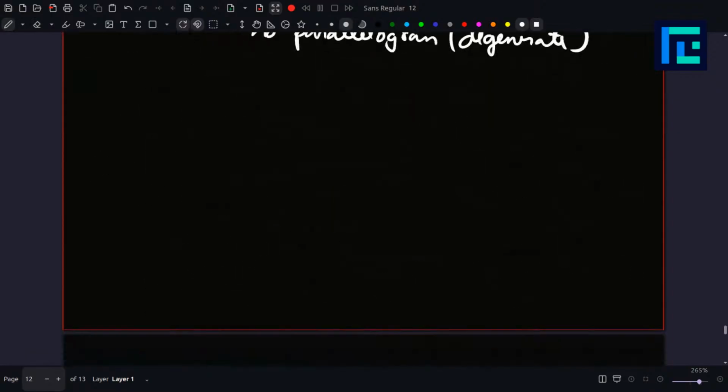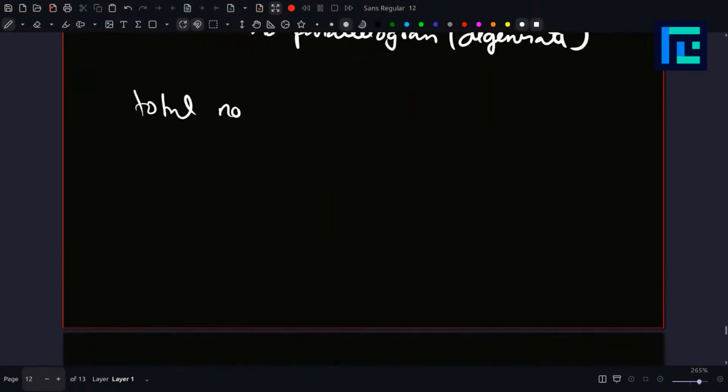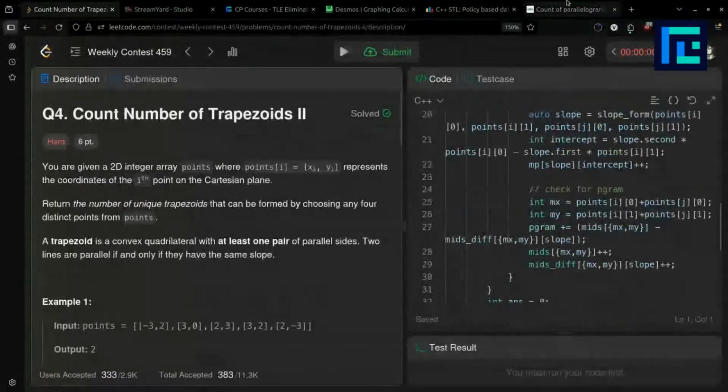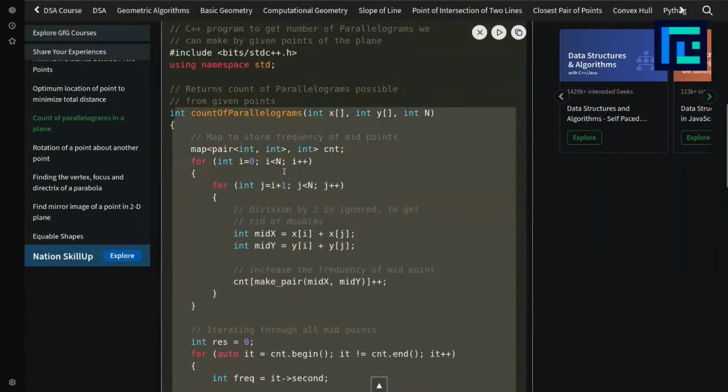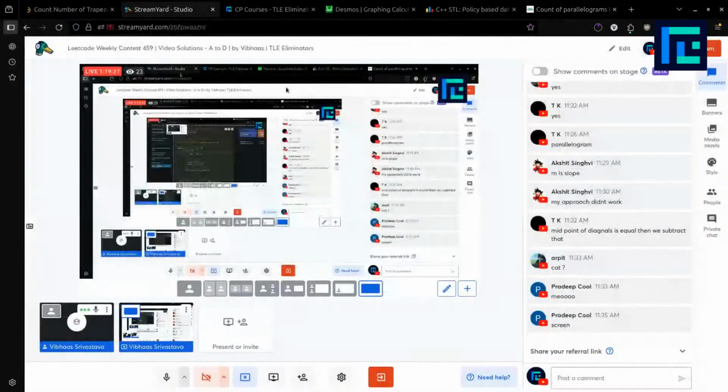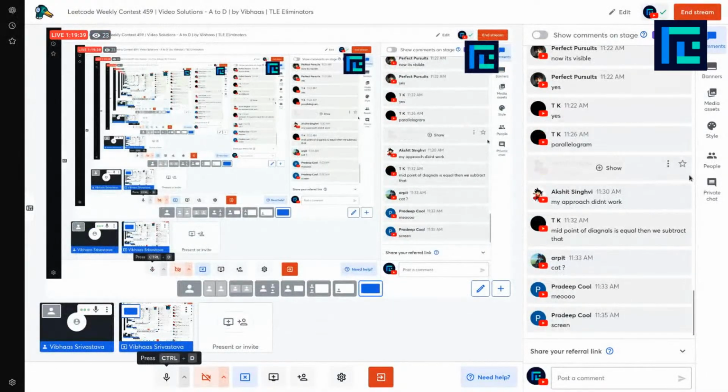So now what will be the total number of parallelograms? This was the approach I used in the contest, but you can obviously just directly copy paste this GeeksforGeeks function and subtract that much amount. This is a standard problem which I've seen before as well. Is my screen not visible? Yeah, sorry about that. I do have a cat, yes.